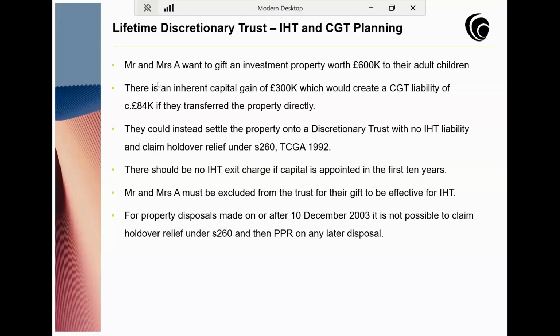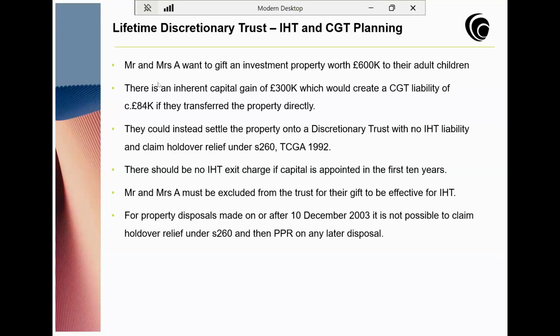Following this, there should be no inheritance tax exit charge if capital is subsequently appointed in the first 10 years. So it might be that the trust would have a life of less than 10 years because ahead of the first 10-year anniversary, the trustees might decide to appoint the property out to beneficiaries, for example. Now, this trust would be effective for inheritance tax for Mr. and Mrs. A, provided they are excluded from benefiting.